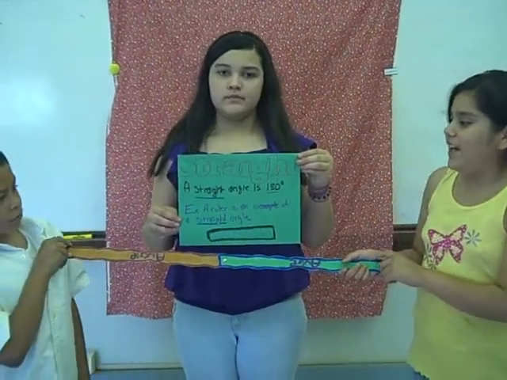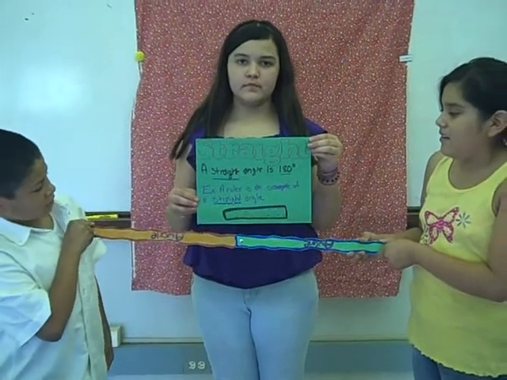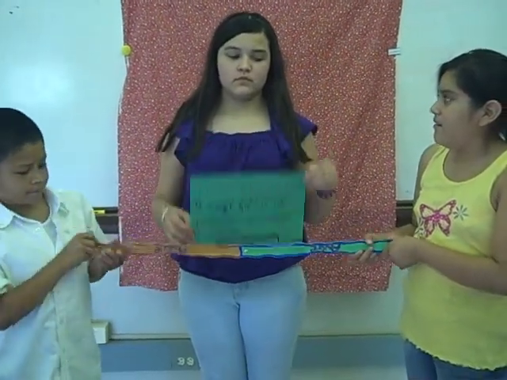Straight. A straight angle is 180 degrees. Example, a ruler is an example of a straight angle.